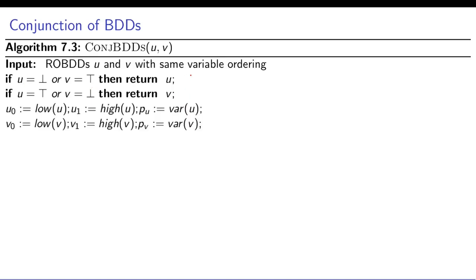Now moving on, let's define u0, u1 and pu, the variable and the children of the node u. Similarly, I define the node names with respect to node v.